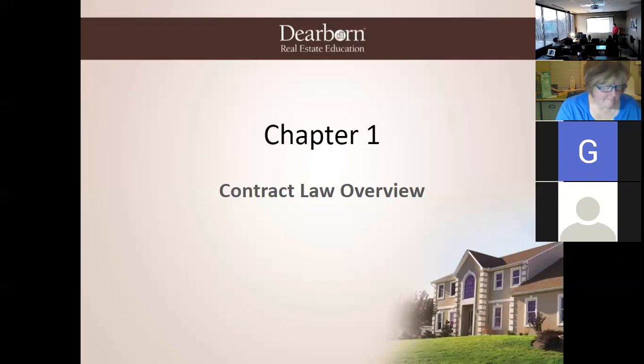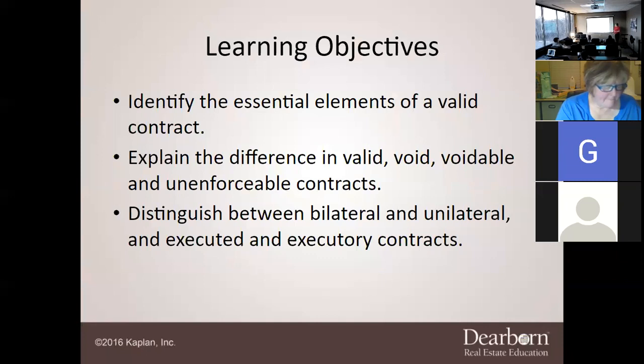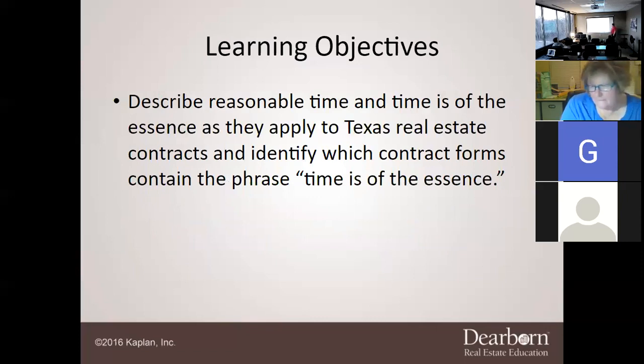This is a completely new field for you, and it's going to provide you an overview of the basics of contract law. The learning objectives that we're going to complete this evening are to identify the essential elements of a valid contract. We're going to explain the difference in valid, void, voidable, and unenforceable contracts. We're also going to distinguish between bilateral and unilateral, as well as executed and executory contracts. Lastly, we'll describe reasonable time and time is of the essence as they apply within Texas real estate contracts, and identify which contract forms contain the phrase time is of the essence. Those are going to be our objectives for this evening.